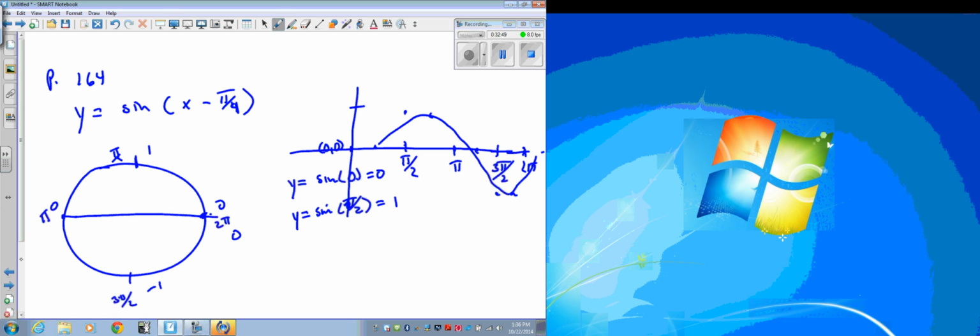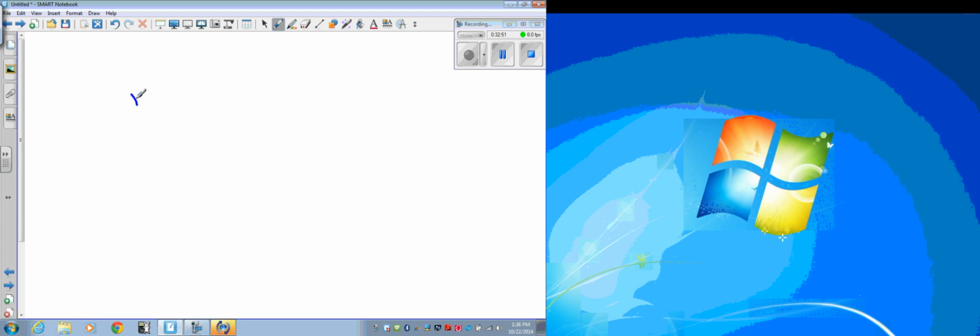Now, another way of looking at this is saying x plus, and it's x minus.